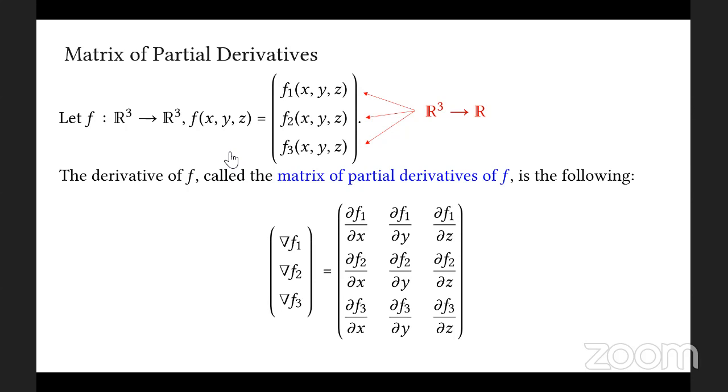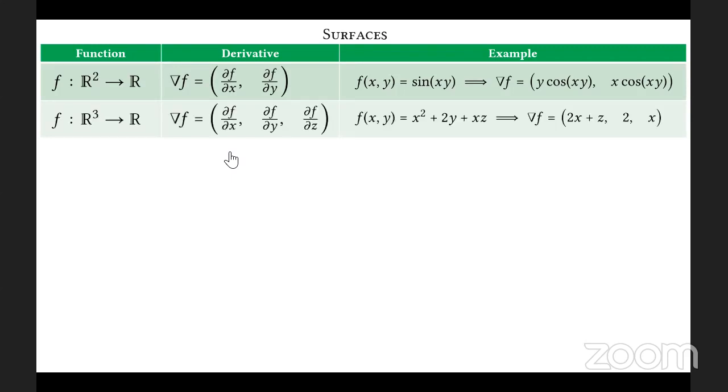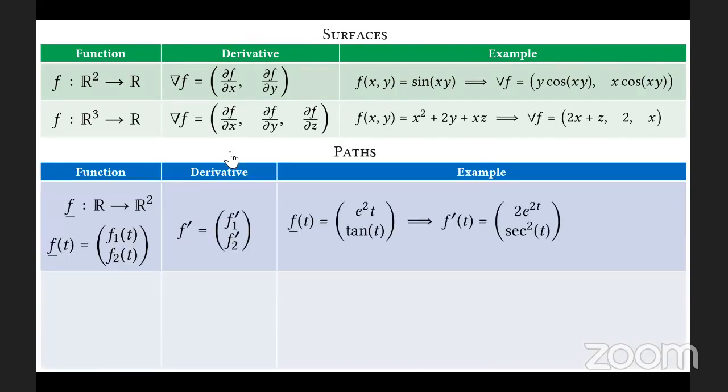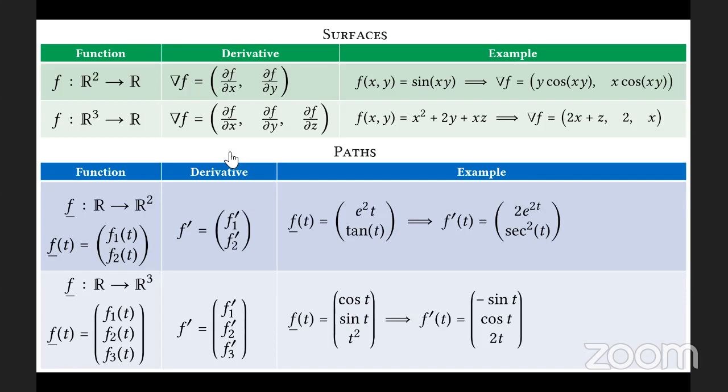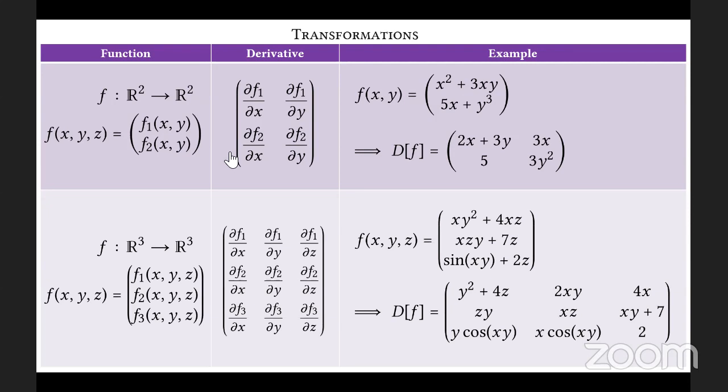And the same thing applies if you say from Rm to Rn. Okay, so just as a review, for functions R2 to R, that's how we take their derivative. R3 to R, same idea. For paths, you just take their derivatives component-wise. And for transformations, we form this matrix of partial derivatives. So that's the three-dimensional case. In each of the cases, when we say derivative, that's what we're talking about. Okay, we good on that?